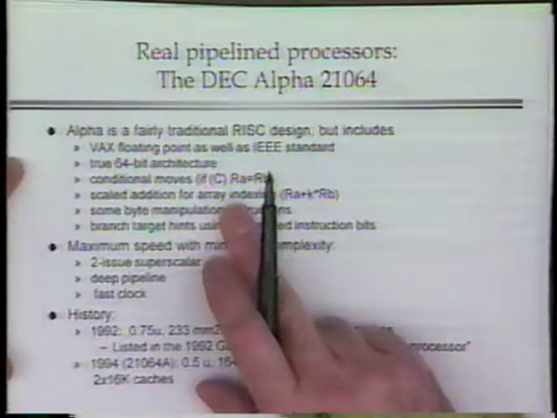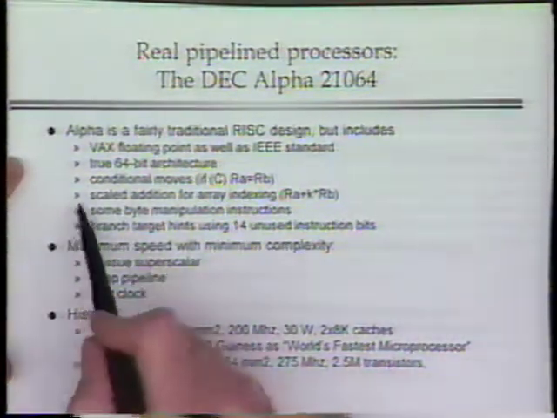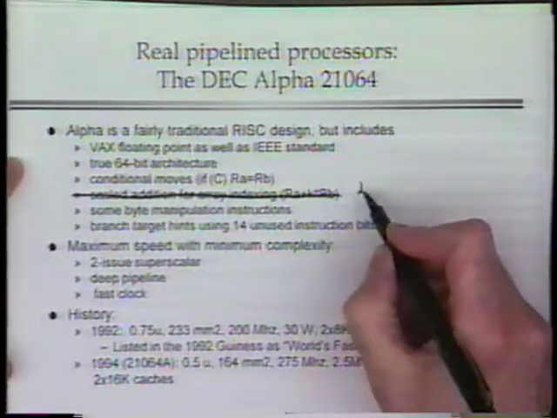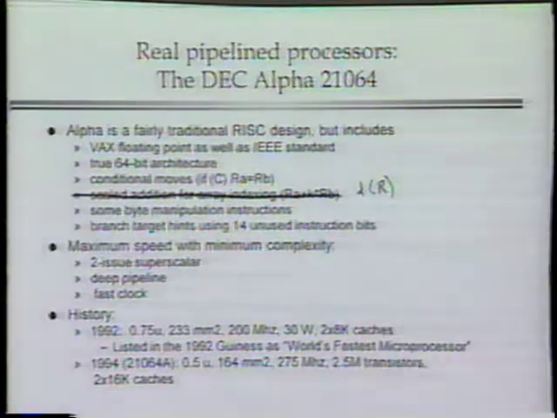If we have enough time, toward the end of the course, we'll talk about multiprocessors and shared memory machines and all of that. This is wrong. It does not, as far as I know, have scaled addition for array indexing. It has a very traditional kind of displacement plus register addressing mode.